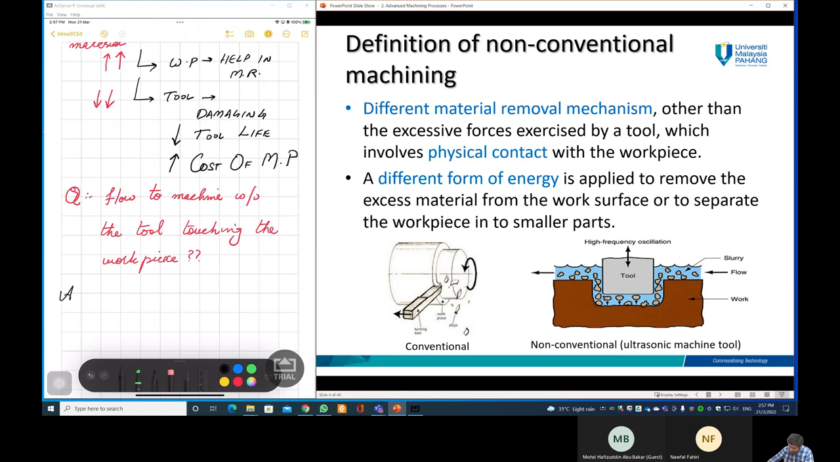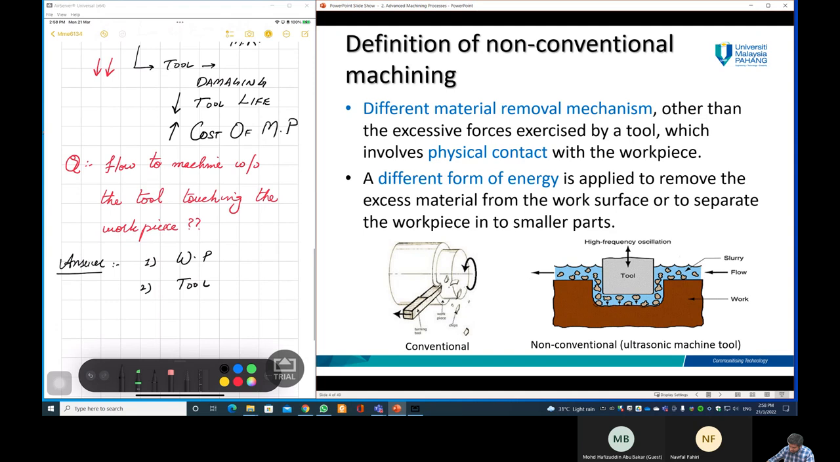So the answer can be basically divided into three parts. Number one, I change the workpiece. Number two, I change the tool. Number three, I change the manufacturing process. Now I cannot change the workpiece because I have to machine the workpiece. This is my requirement. I cannot make any changes. So what changes can I make? I can make changes by using a different tool, or more importantly, I can make changes in the manufacturing process and make modifications so that I do not have to touch the workpiece. The most important thing is not to touch the workpiece.